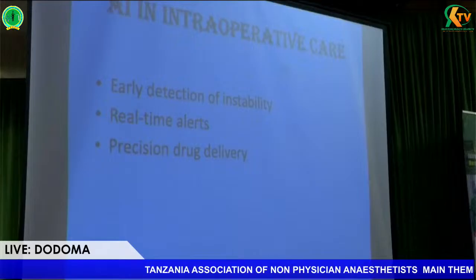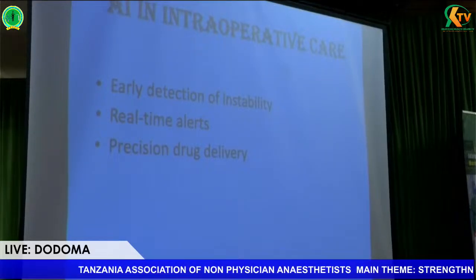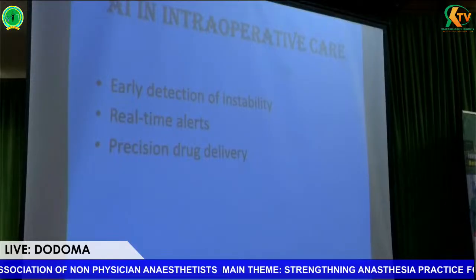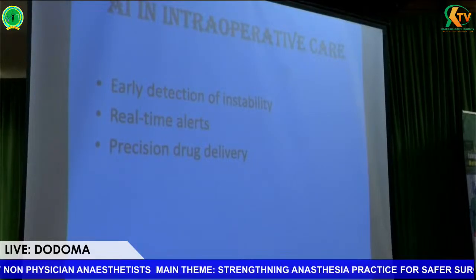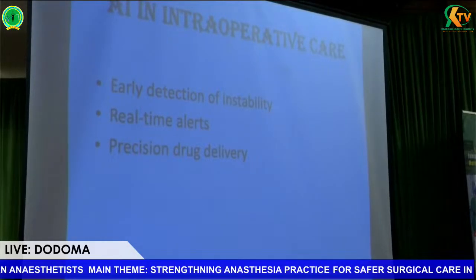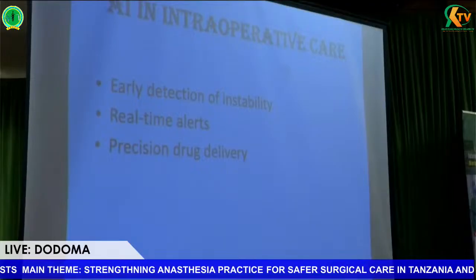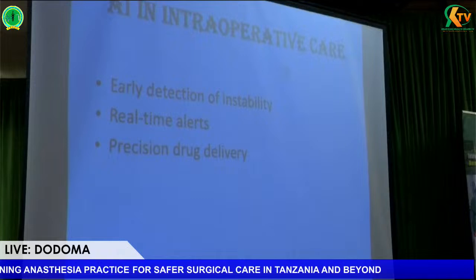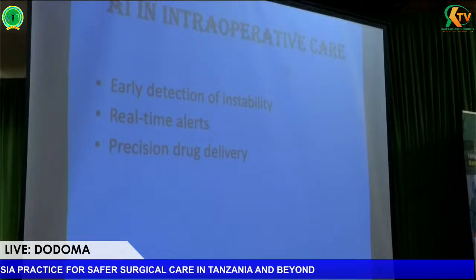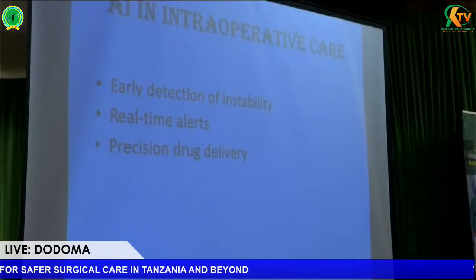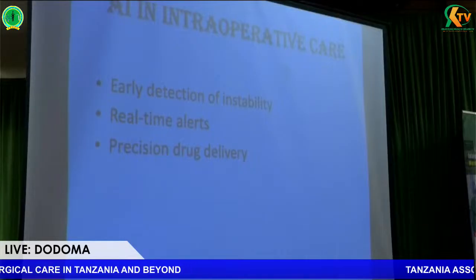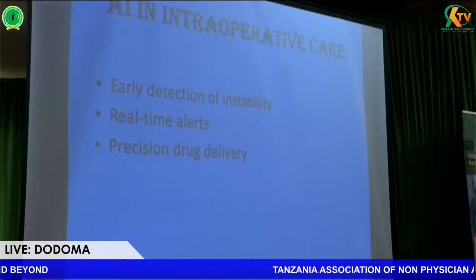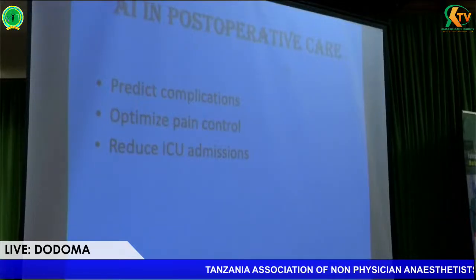And also precision drug delivery. In anesthesia we are dealing with drugs too much, and that's the reality. But at times you are told we just need 2 mils, but you find a person putting 2.2, 2.1, 2.3. We are human beings, I understand. We cannot be so precise, but we can do it. Allow me to say that AI can also help out on how to do it.